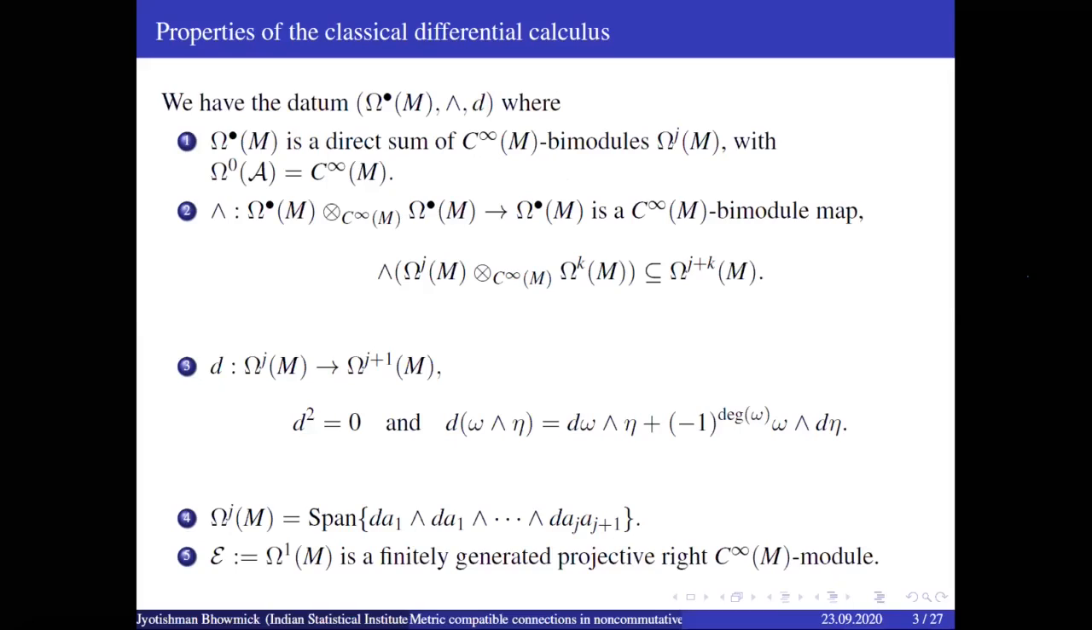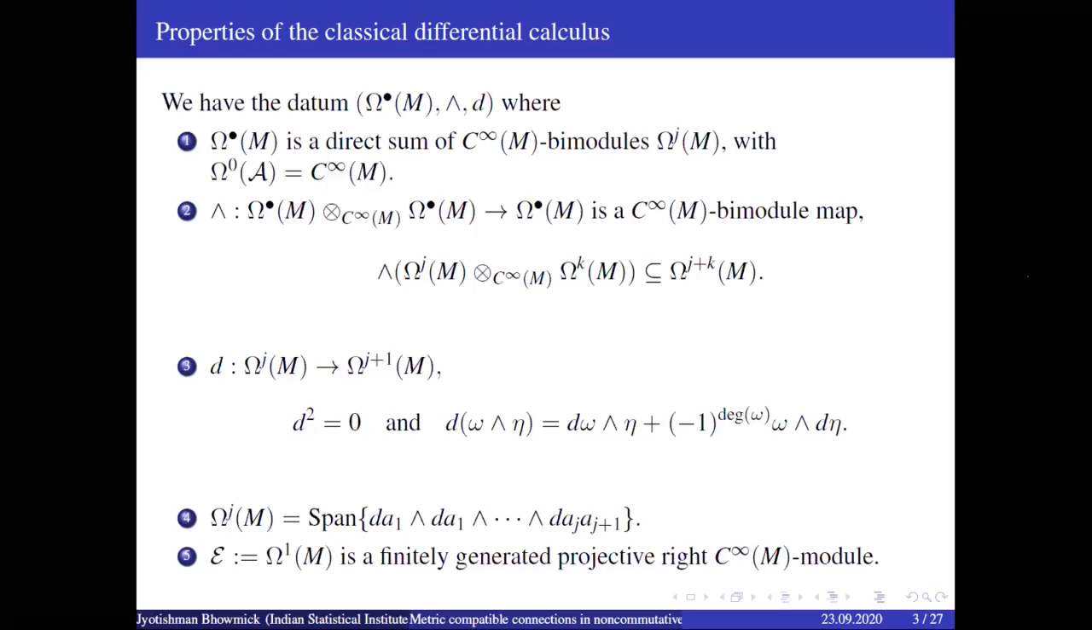Okay, so the way that this whole thing is written up, if I replace the algebra C infinity M by any non-commutative algebra A, the whole definition will make sense. So there is no reason why I can't consider this same data with A instead.